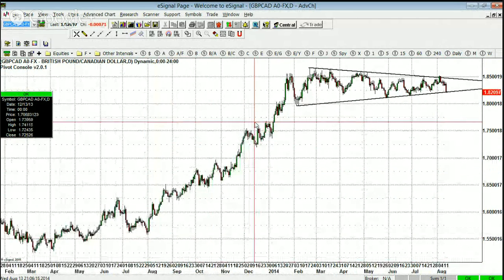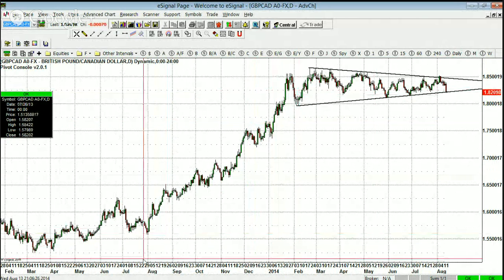And for those who study technical analysis, you know that when you have a triangle, the move out of the triangle can be pretty violent. So this is a market to look out for.